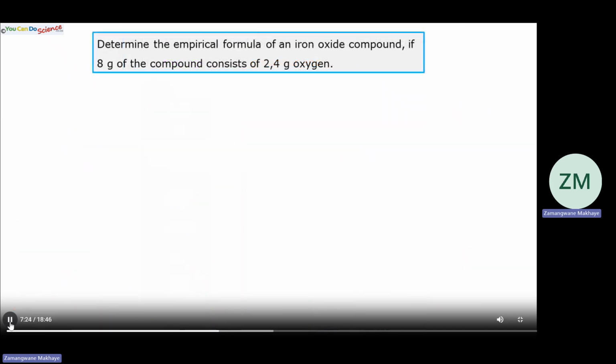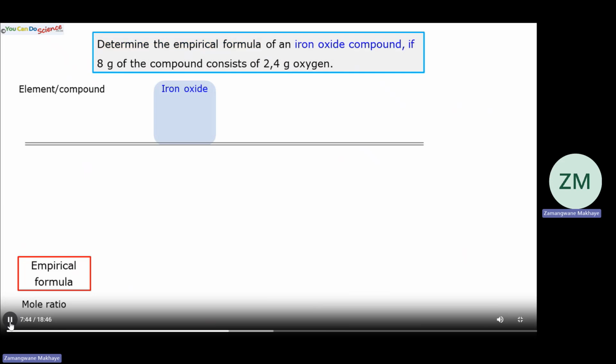Determine the empirical formula of an iron oxide compound if 8 gram of the compound consists of 2,4 gram oxygen. You now know that when the empirical formula is asked, you must determine the simplest mole ratio of the elements to each other. Iron oxide contains the elements iron and oxygen. The mass of the iron oxide compound is 8 gram, and this 8 gram contains 2,4 gram oxygen.